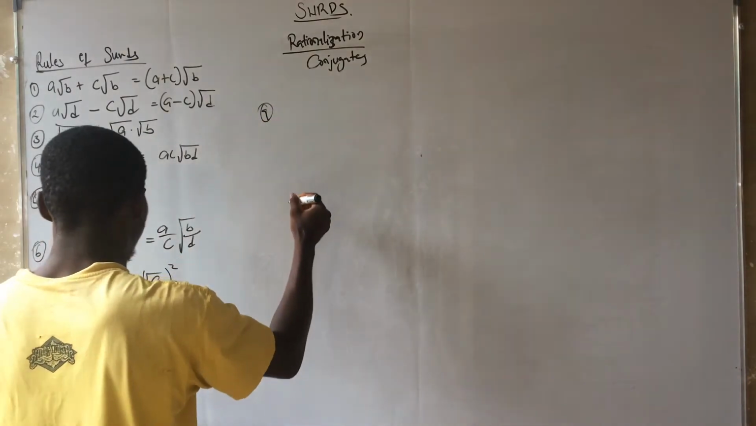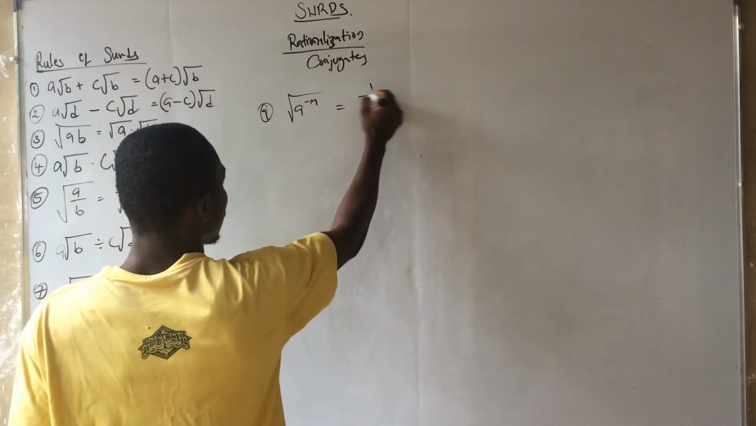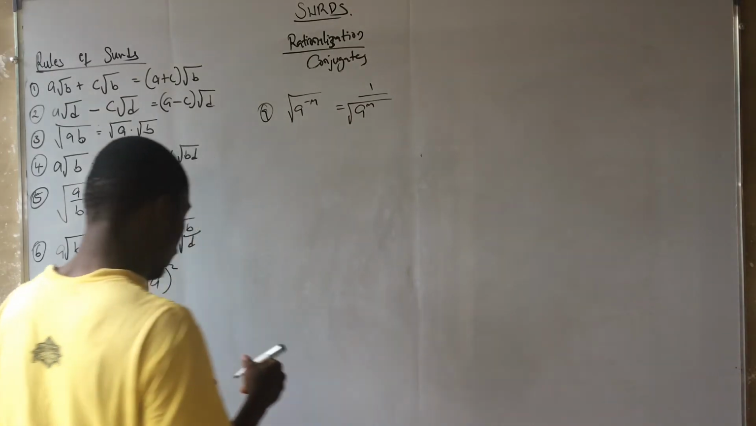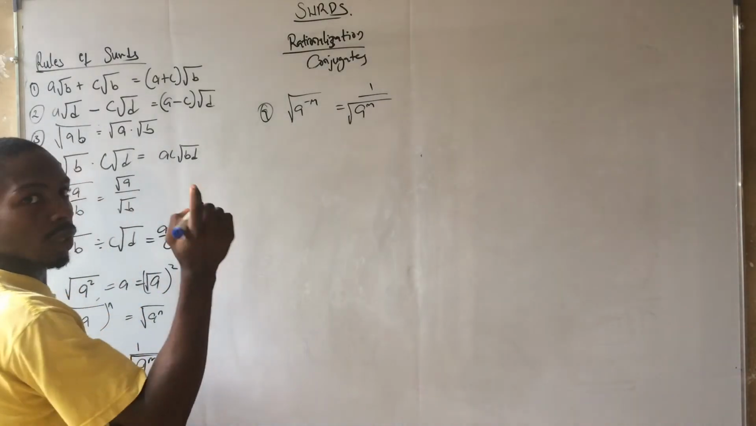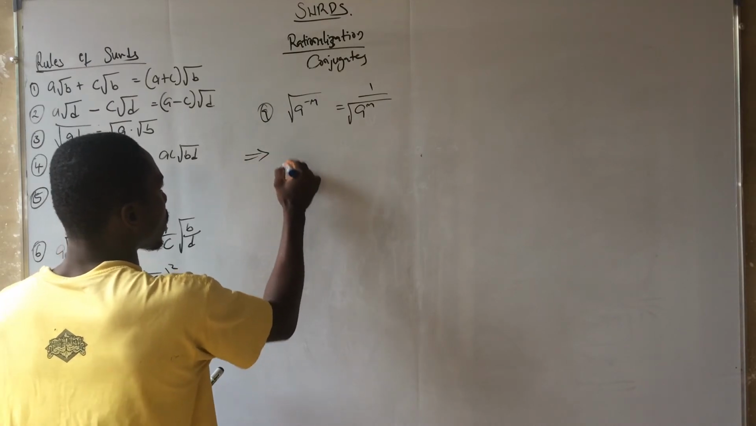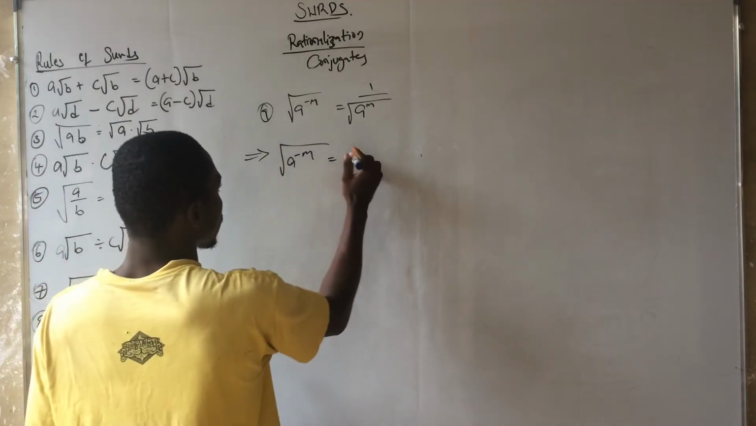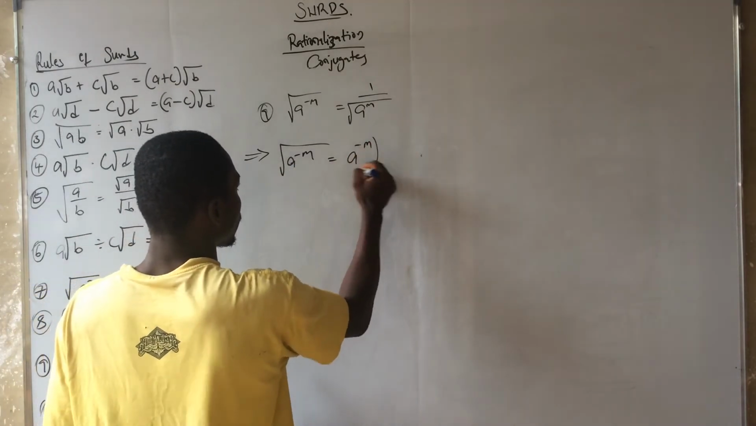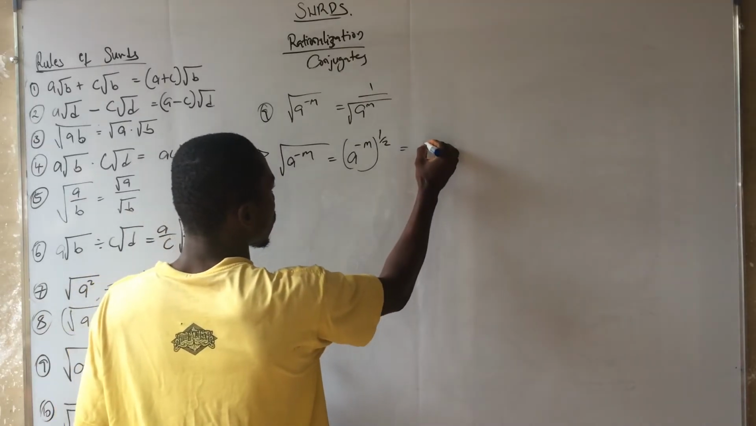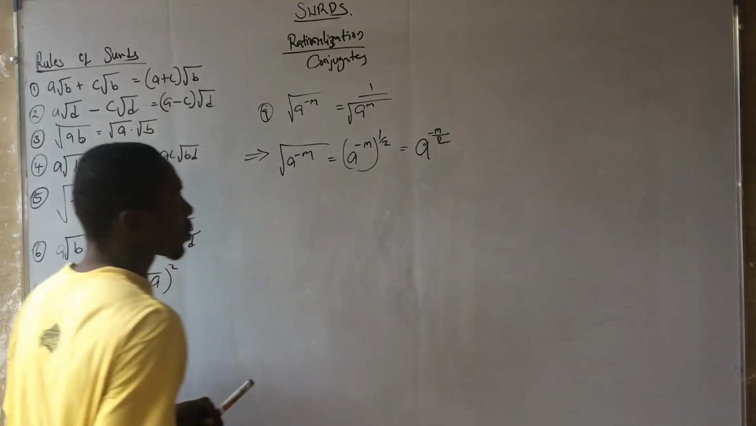Number 9 says the root of a raised to the power minus m is equal to 1 over root of a raised to the power m. So now to prove this, coming from this side, the root of a raised to the power minus m is equal to a raised to the power minus m, to the power 1 over 2. And this is the same thing as a raised to the power minus m over 2.